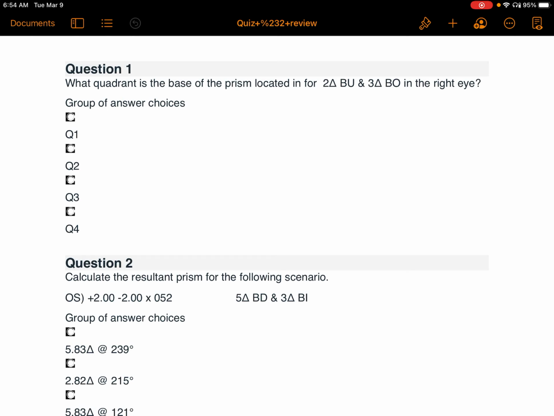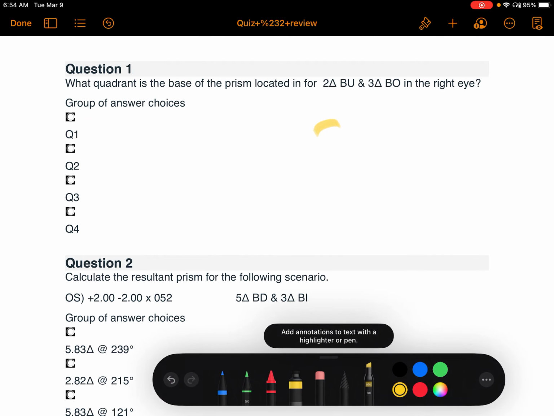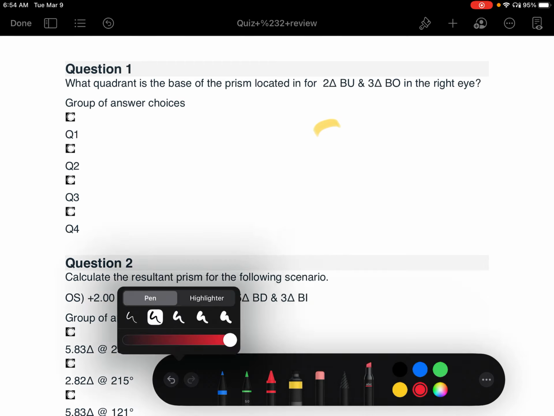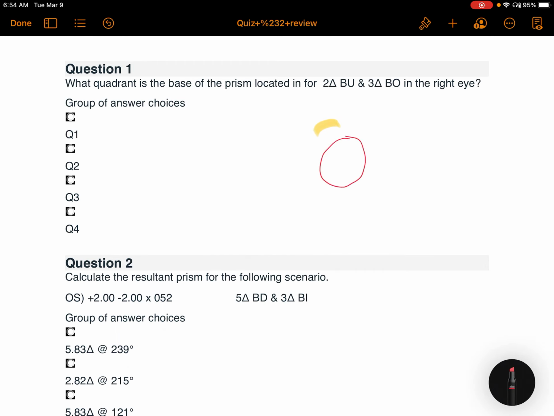So remember our chart that we can easily produce because we should have memorized it by now, or you can have it handy. We're going to have our glasses. This is the patient's right eye. Quadrant 1, 2, 3, and 4. And it's saying base up and out in the right eye. So up and out would put us in this quadrant, quadrant number 2.